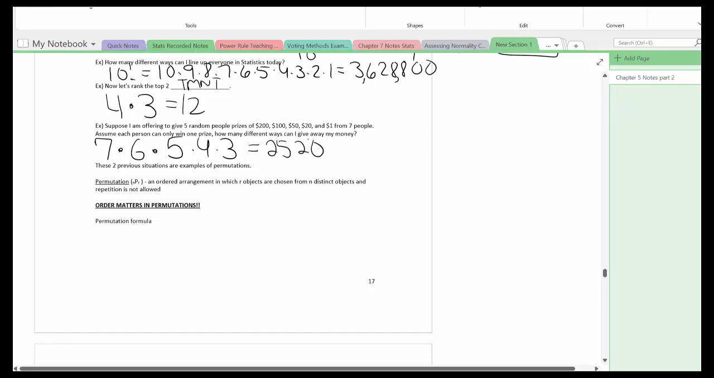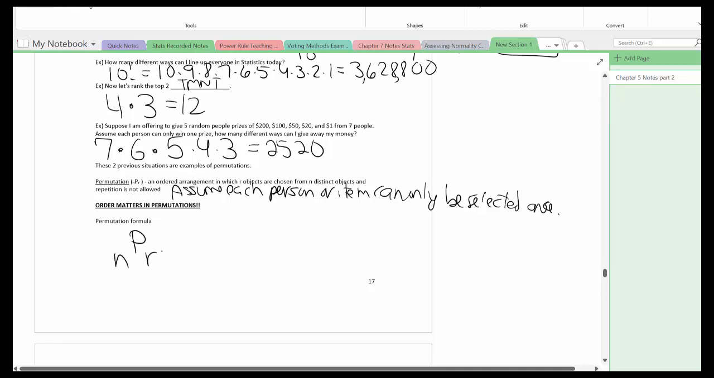These 2 examples are what are called permutations. A permutation is an ordered arrangement in which our objects are chosen from n distinct objects, and repetition is not allowed. Okay? And again, assume each person or item can only be selected once. So the permutation formula of n things taken r at a time is equal to n factorial divided by n minus r factorial.